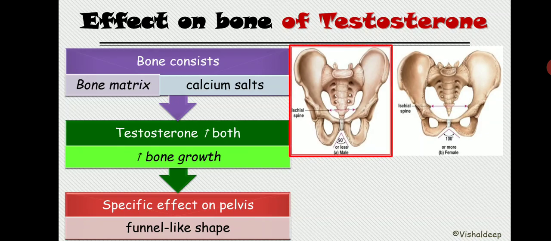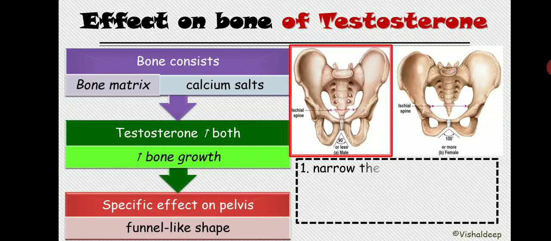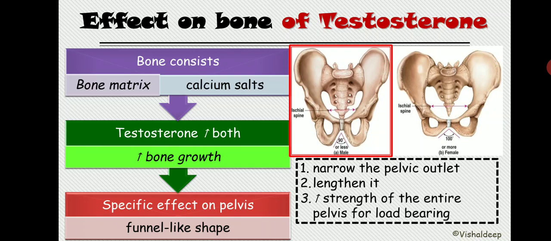This red colored portion is the male pelvis, and just beside the male pelvis is the female pelvis. This one is the male pelvis, this one is the female pelvis. You can easily notice the changes taking place between these two pelvises, right? This one is wider and broader, this one is narrow, right? So let's enumerate the changes. Male pelvis is basically very narrow, the length of the pelvis will increase and the strength of the entire pelvis for load bearing will increase. And the funnel-like shape is basically present in females. It is also known as the ovoid shape of the pelvis.